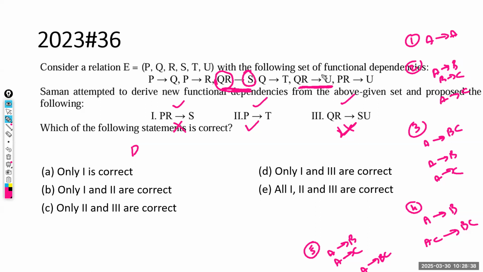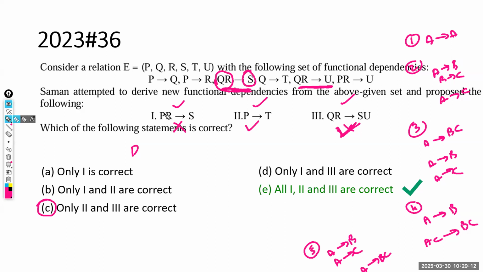QR determines S, QR determines U, therefore QR determines S and U. So therefore this is correct. So therefore I'll go for 2 and 3. Right? 2 and 3 means I'll go for C. Anyone got C? It's a very challenging question, right? It's E. So that means 1 is also correct. So let's see whether 1 is correct. Maybe I have missed 1. So anyway, second and third are correct, but the answer sheet says 1 is also correct.